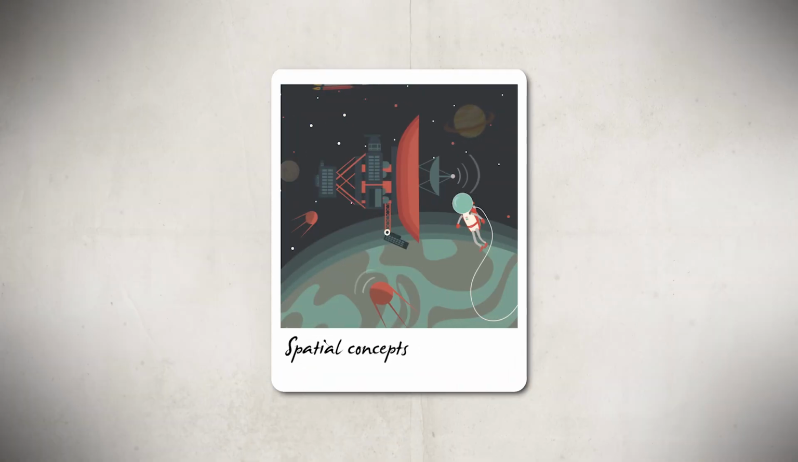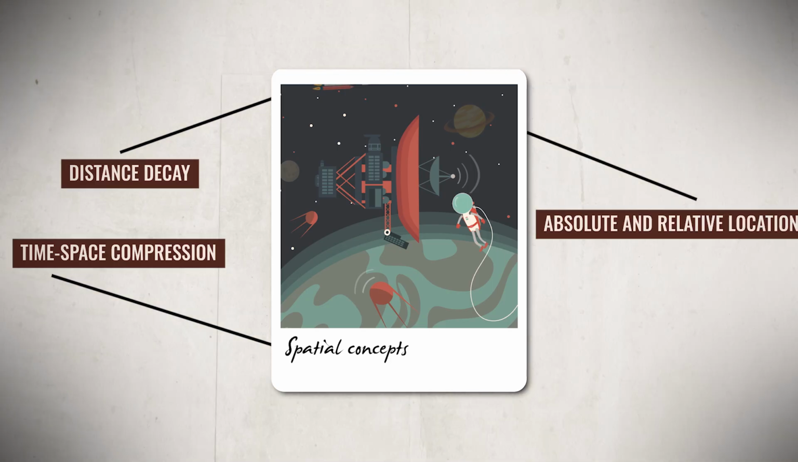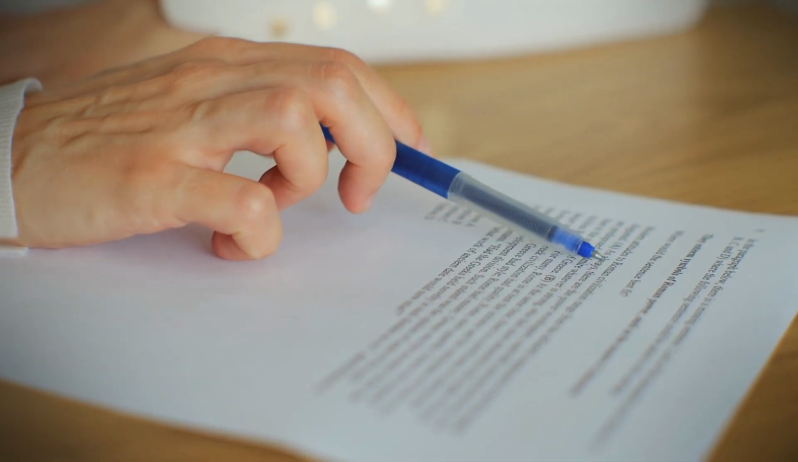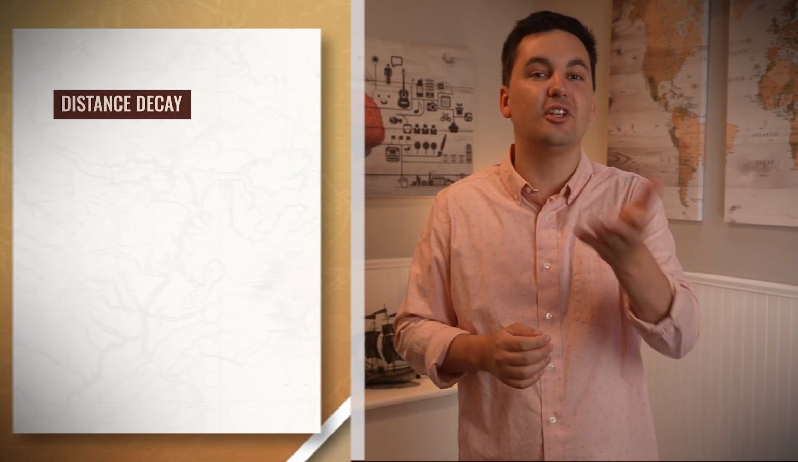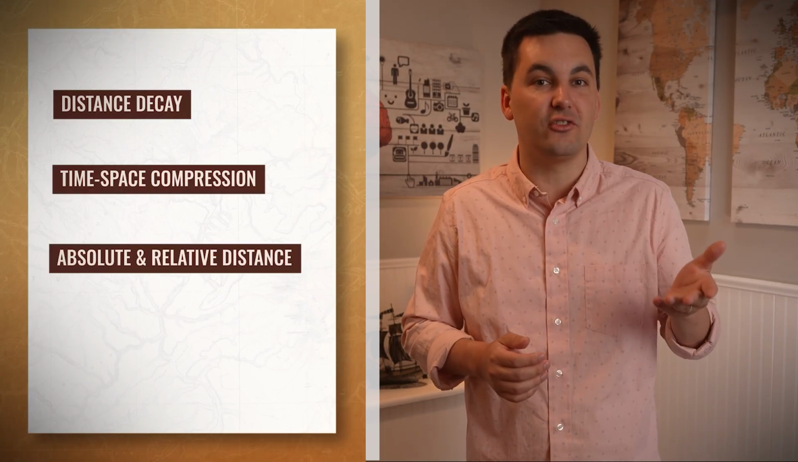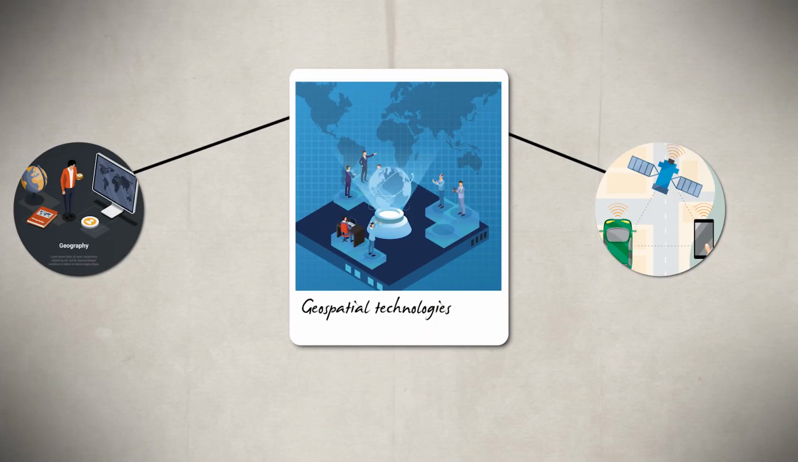Another concept I want to mention is spatial concepts, such as distance decay, time-space compression, or absolute and relative location. With any question dealing with spatial concepts, make sure you look closely to identify exactly what the question is seeking. You definitely don't want to mix up these terms. I know for my students in my class, sometimes students rush through and will mix up absolute and relative location, or they'll mix up distance decay and time-space compression, or even possibly absolute and relative distance with absolute and relative location. Lastly, make sure you are familiar with the different geospatial technologies, such as remote sensing, GIS, and GPS.